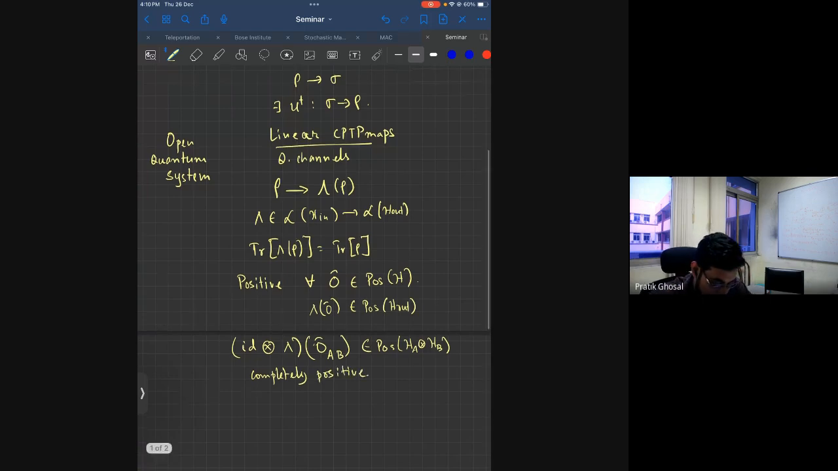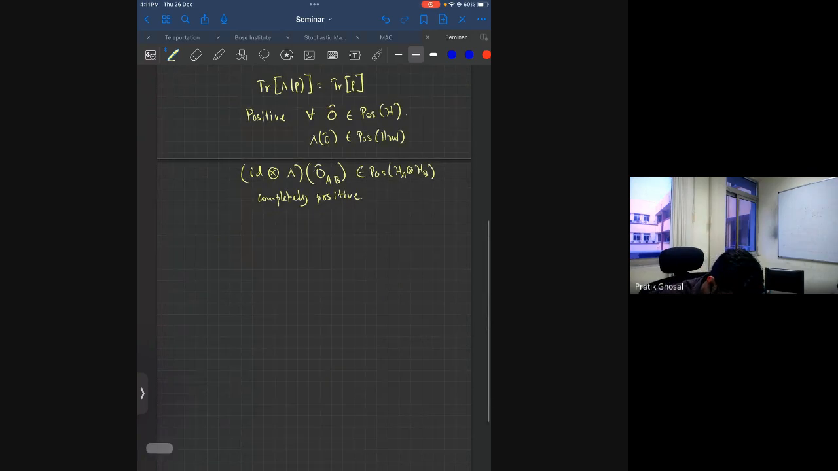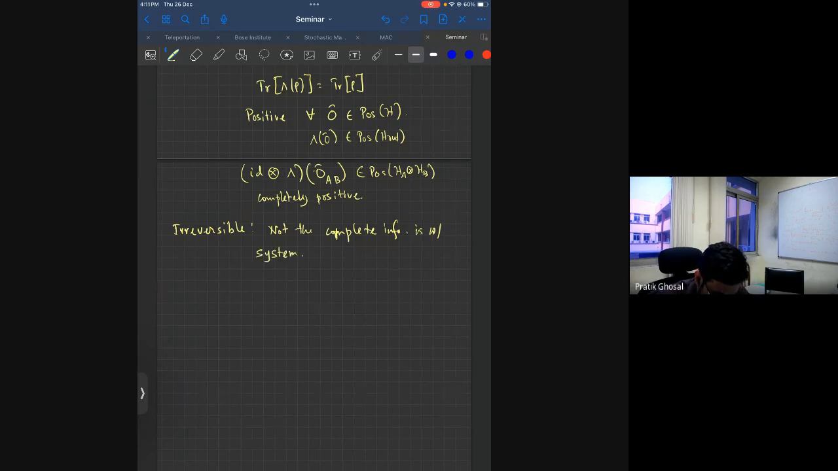Now the property of this evolution is that it is irreversible. Irreversible means that not all the information, not the complete information, is retained by the system. Some information is actually leaked to the environment.